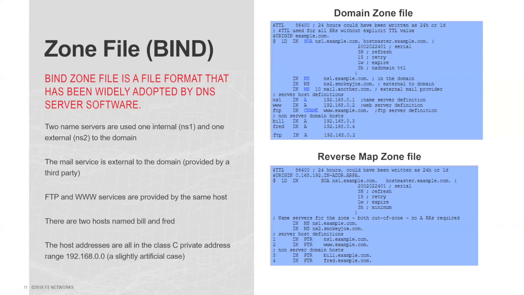On the bottom, you would see the reverse mapping zone file. This is not mandatory, but it is needed, for example, if you were to set up a mail agent. It has the format of in-addr.arpa, and the IP address is reversed, basically 192.168.0, and the respective numbers 1, 2, 3, and 4 for the respective FQDN. So this is just a pointer record for that particular reverse zone.